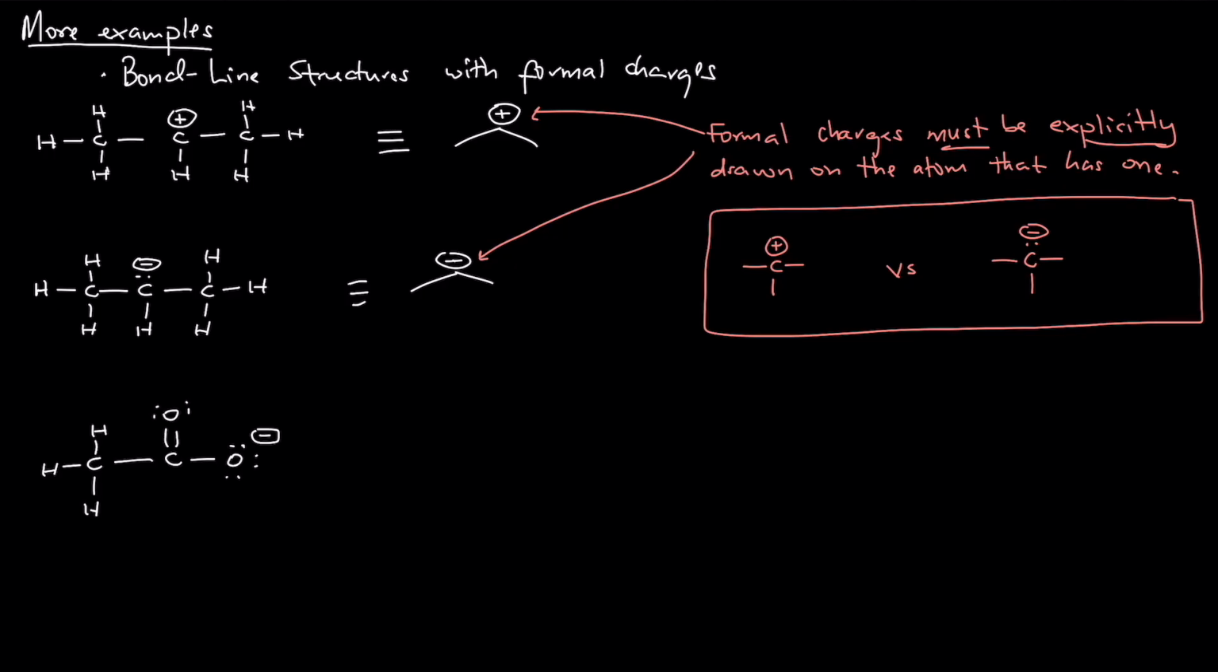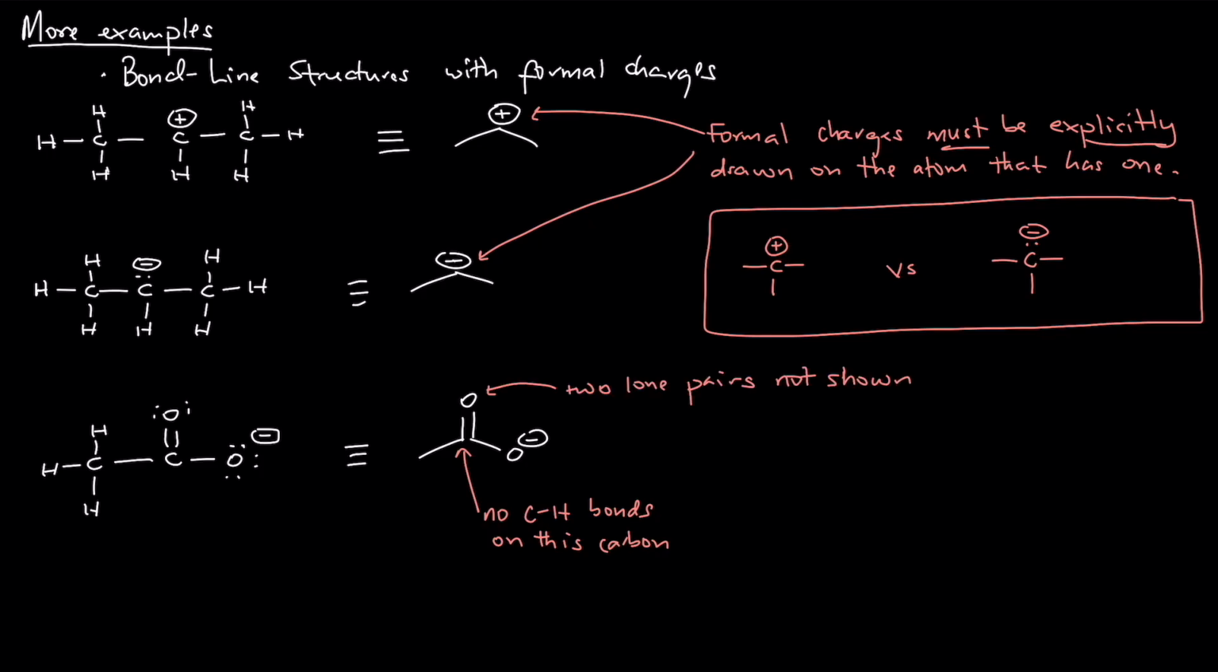So here's another example. Now we're dealing with the formal charges on heteroatoms, so atoms that are not carbon or hydrogen. And here is the bond line representation of the Lewis structure to the left. Note a couple of things. There are no CH bonds on the carbon I have specifically highlighted here. In the neutral oxygen, there are two lone pairs that are not shown. However, in the negatively charged oxygen, there are three lone pairs that are not shown here.